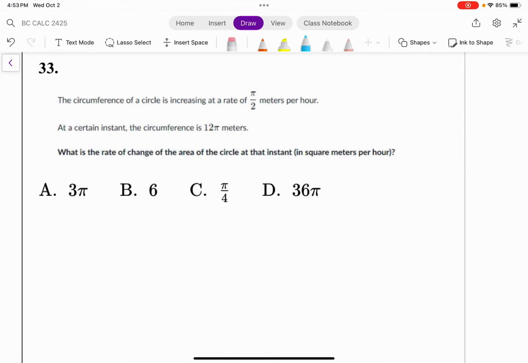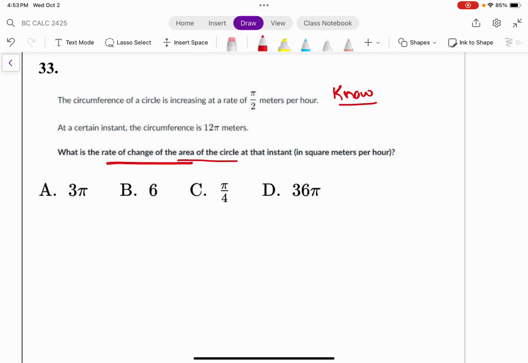Okay, it says the circumference of a circle is increasing at a rate of pi over 2 meters per hour. At a certain instant, the circumference is 12 pi meters. What's the rate of change of the area of the circle at the instant in square meters per hour? Okay, so I'm going to put up what we know here.